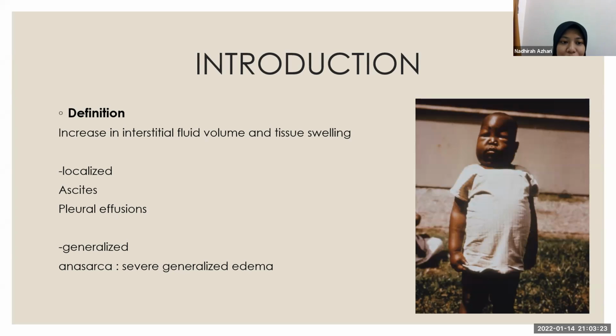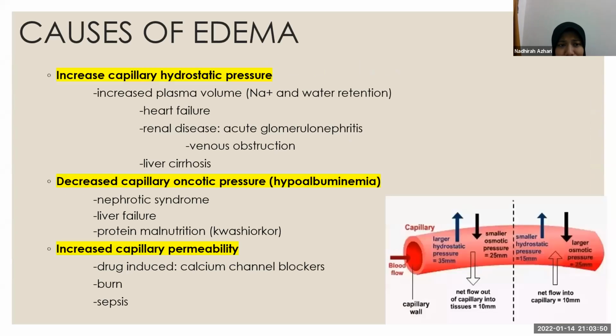So edema can be defined as increase in interstitial fluid volume and also swelling of the tissue. So edema can be divided into localized edema or generalized edema. And there are a few terms that we are already familiar with. For the localized, there are ascites and pleural effusions. And for generalized, there is a term called anasarca, which is severe generalized edema.